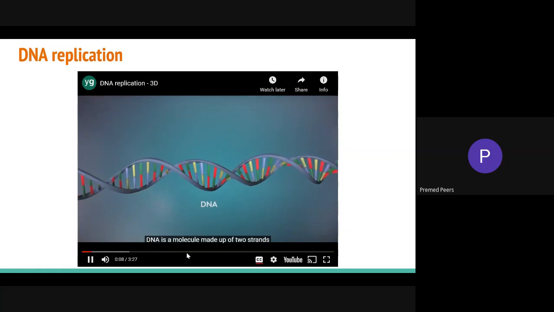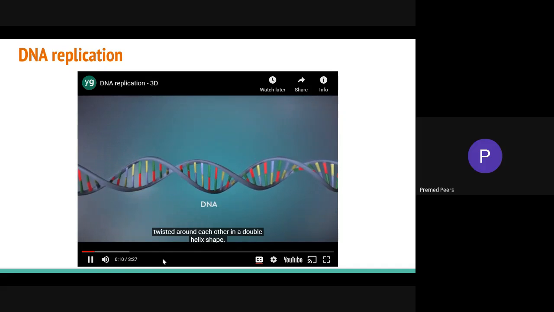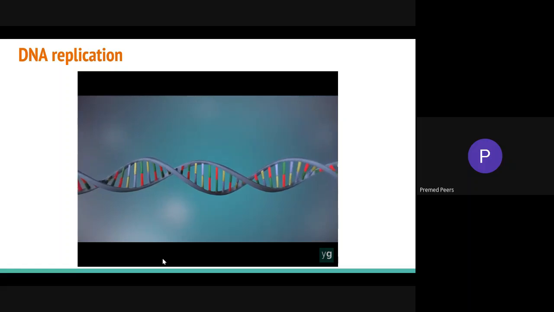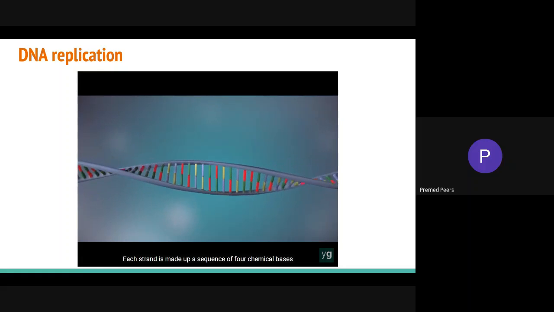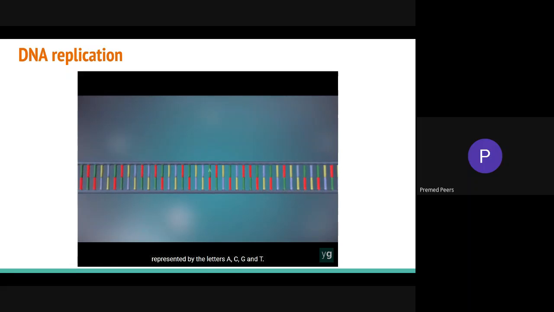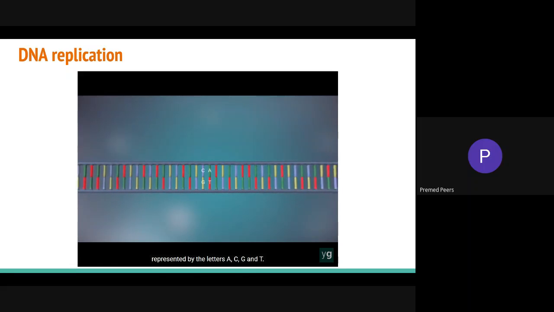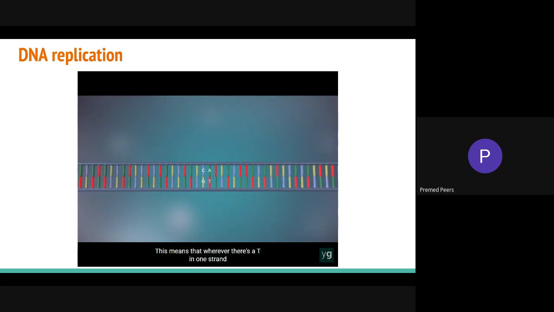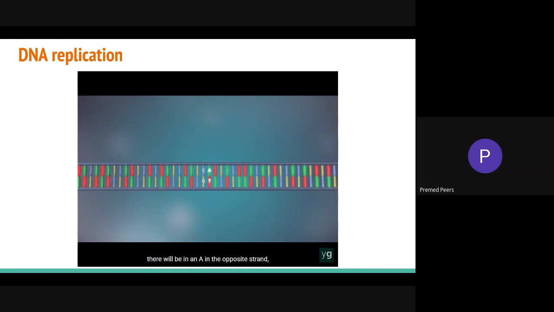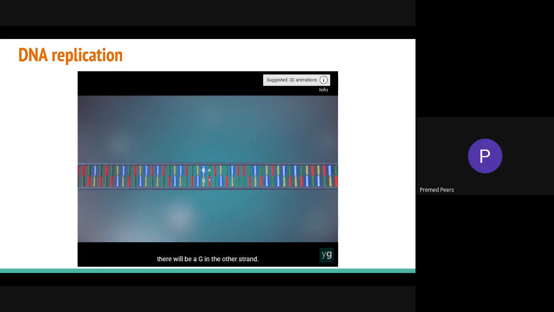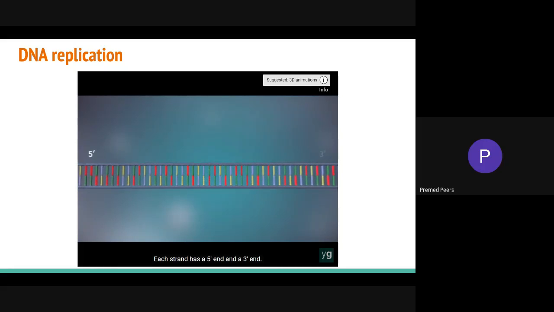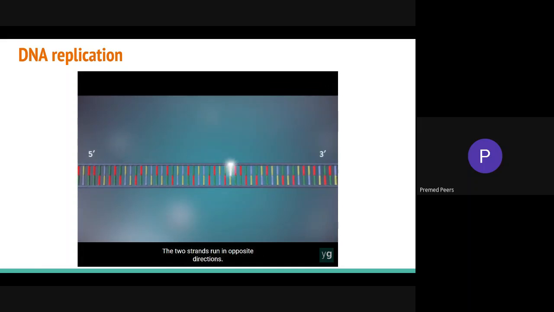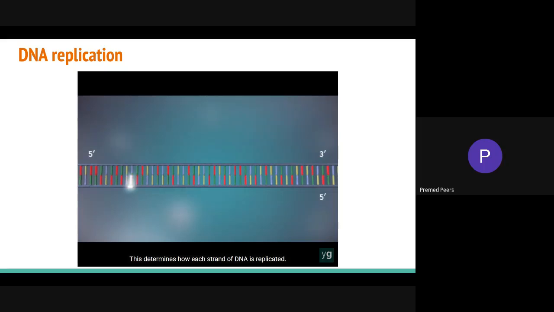DNA is a molecule made up of two strands, twisted around each other in a double helix shape. Each strand is made up of a sequence of four chemical bases, represented by the letters A, C, G, and T. The two strands are complementary. This means that wherever there's a T in one strand, there will be an A in the opposite strand. And wherever there's a C, there will be a G in the other strand. Each strand has a 5' end and a 3' end. The two strands run in opposite directions. This determines how each strand of DNA is replicated.